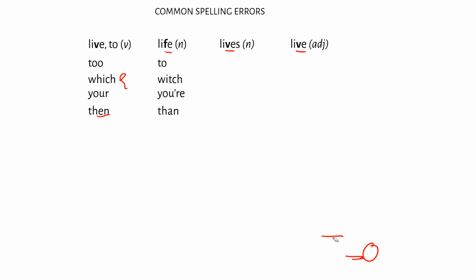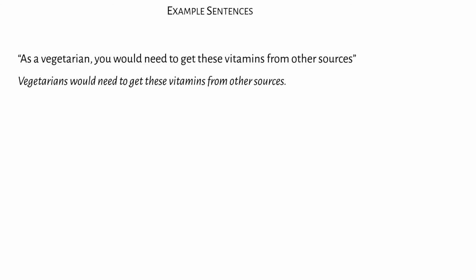Okay, let's have a look at some of your example sentences, because there were some good example sentences. The first one is the incorrect form in some cases, and the second one is my corrected option. So what I would say instead of what you said. As a vegetarian, you would need to get these vitamins from other sources. What we want to do is we want to avoid this, right? You would. So I would say something like, vegetarians would need to get these vitamins from other sources. It's the same sentence, but you avoid using you.